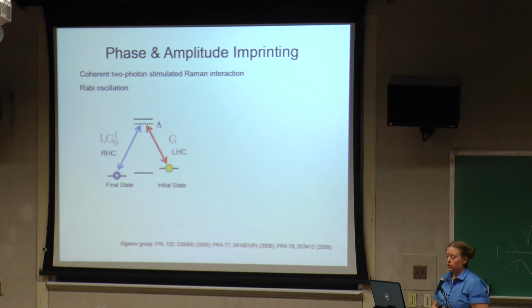Okay, so how do we actually do this? We use a coherent 2-photon Raman interaction. You can really think of it as just a Rabi oscillation to transfer population between 2 spin states. And so this conservation of spin angular momentum changes these spin states. If we make one of these beams the Laguerre-Gauss beam, conservation of orbital angular momentum allows us to create a vortex in this final state.